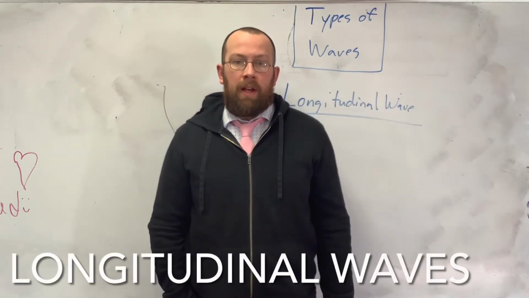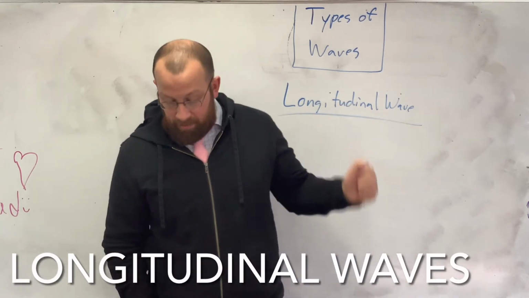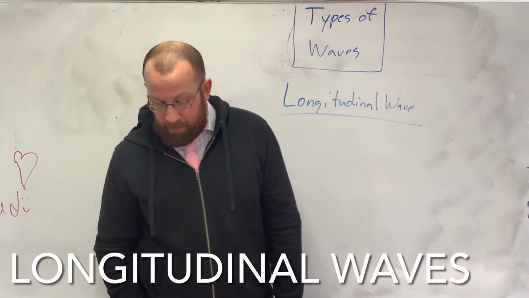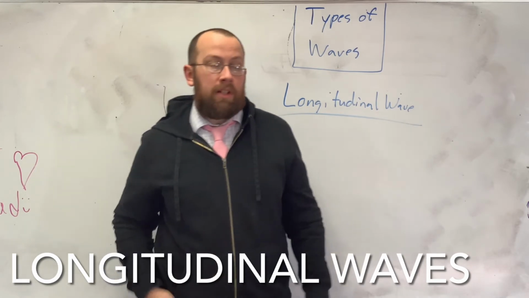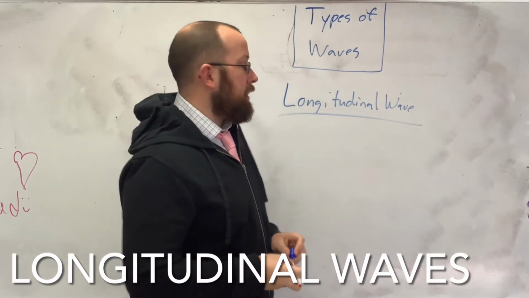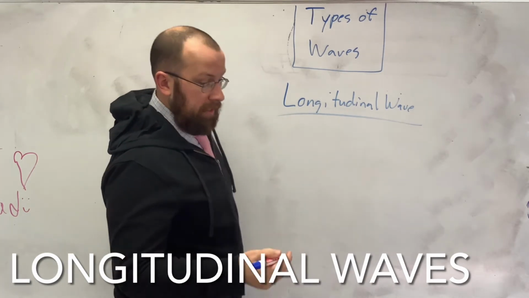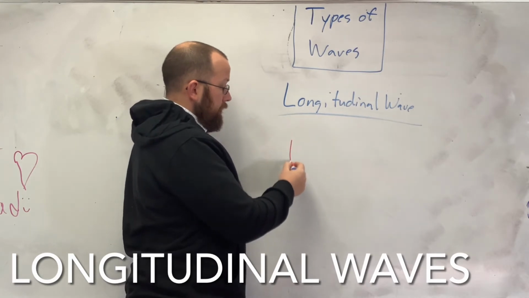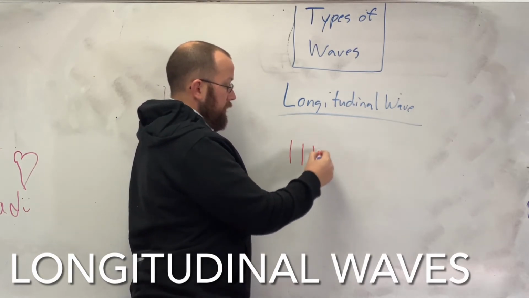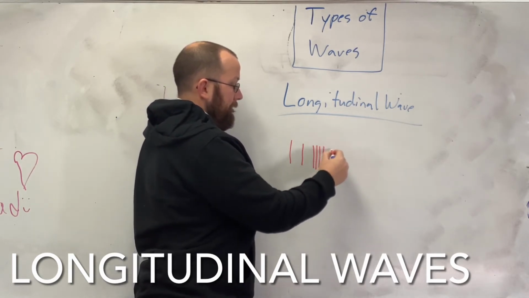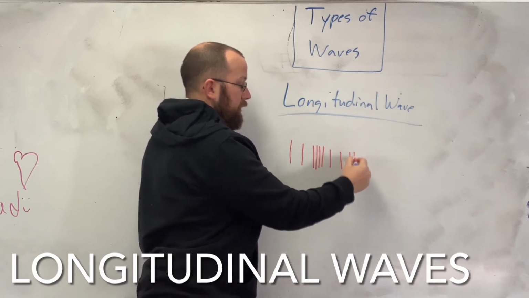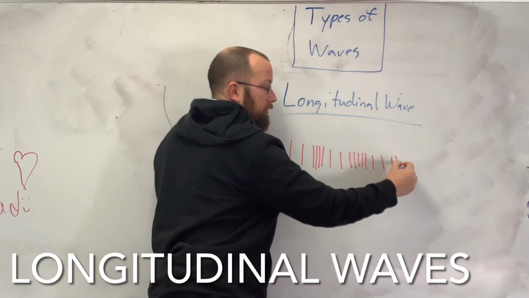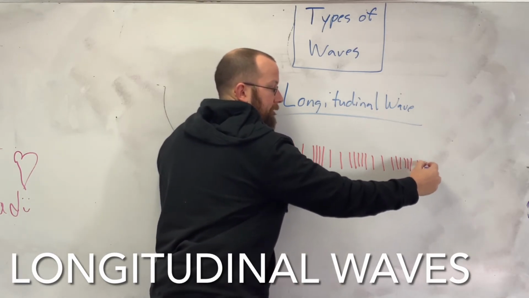All right, the next wave we're going to talk about is a longitudinal wave. A longitudinal wave causes particles of a medium to oscillate back and forth in the same direction as the wave motion. This is usually demonstrated with a slinky. I don't have a slinky with me. My children like to break them all. They usually look like this, which looks much different than a transverse wave.